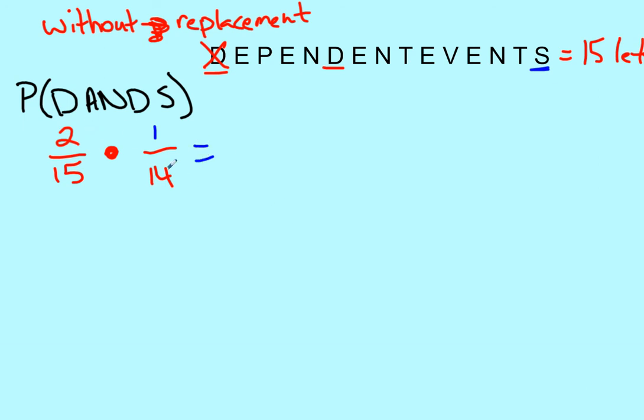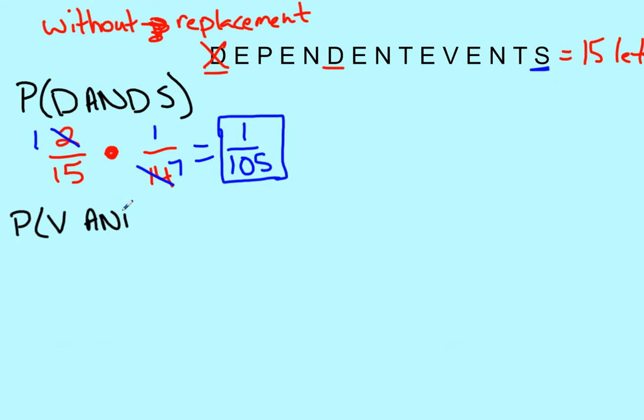Multiply here. And again, I can see 2 and 14 I can simplify down to 1 and 7. That makes life easy for me. 1 times 1 is 1. 15 times 7 is 105. So there's a 1 in 105 chance that this will be our result. That's our answer.